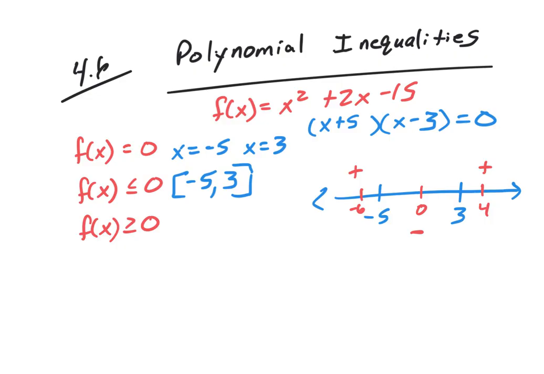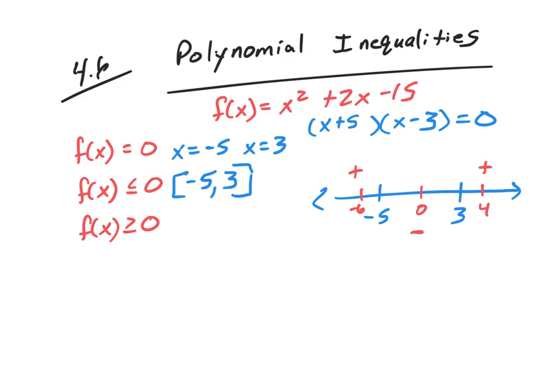Okay, I'm going to show you another way you can do it here, but I'm just trying to get you to understand you can just plug numbers in. Okay, when is this graph positive? Well, we said it's positive to the left of negative 5 and to the right of 3, right? And so those are the two places that it's positive.